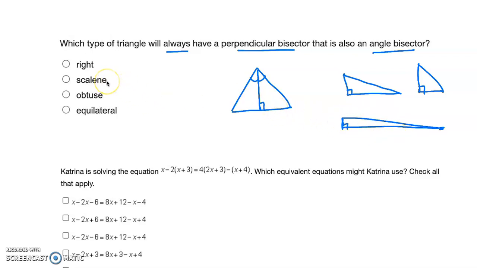A scalene triangle is one where all sides are different. Obtuse triangle means we've got an obtuse angle. And again, you can have lots of differences. The only one that makes sense is the equilateral, because in an equilateral triangle, we know that all of these angles are always equal, and so when we draw a perpendicular bisector, it's also going to bisect those angles. So that one you just have to reason your way through by what you know about triangles.